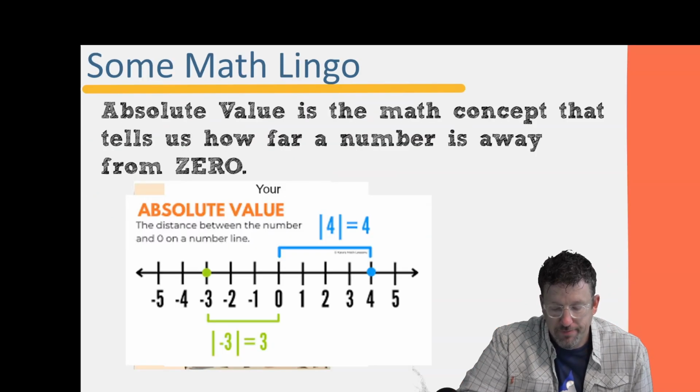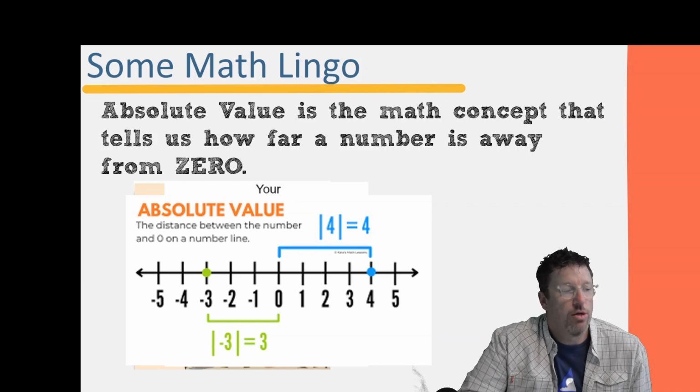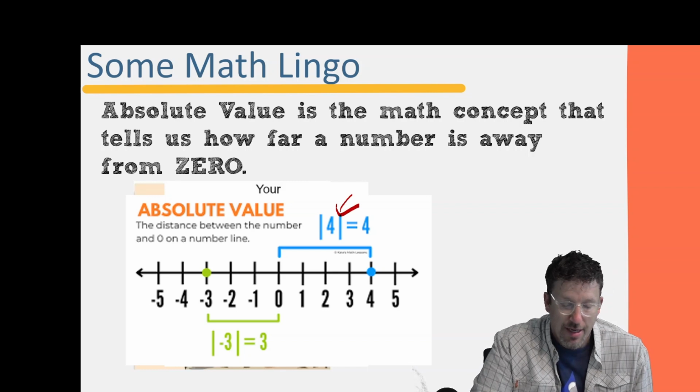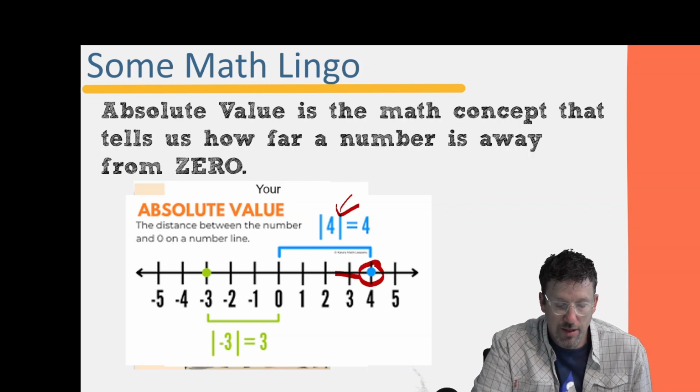All right, so let's take a look at this first. Let's talk a little math lingo. Absolute value. What does it mean? It simply means that absolute value is the distance between the number and zero on a number line. So if you look at the absolute value of 4, how far away is 4 from 0? Well, it's 4 away. So the absolute value of 4 is 4.